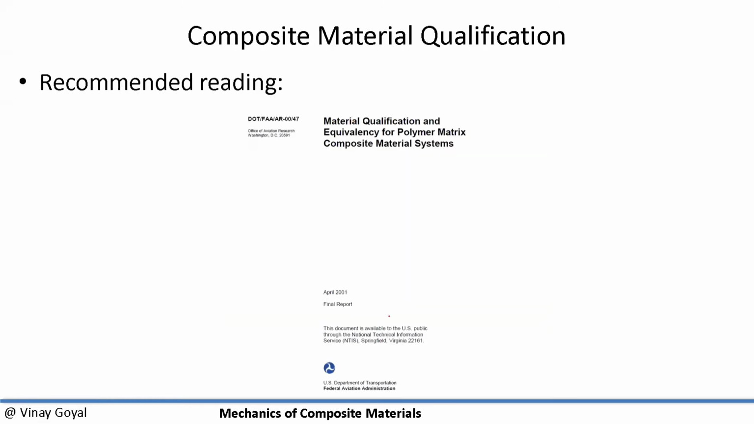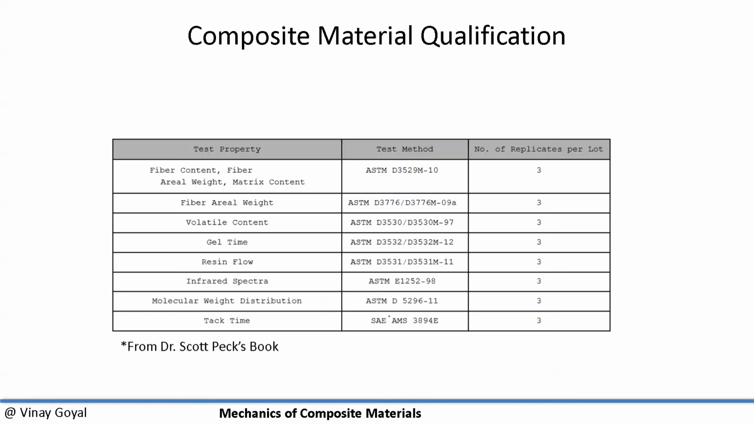I recommend reading this FAA article, AR-00/47. It talks about material qualification and equivalency for polymer matrix composite material systems. You also may have to do composite material qualification. And I cover some of the standards. You have to do molecular weight, distribution, how tacky the resin is, and so forth.